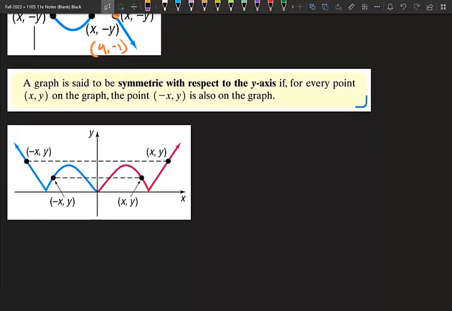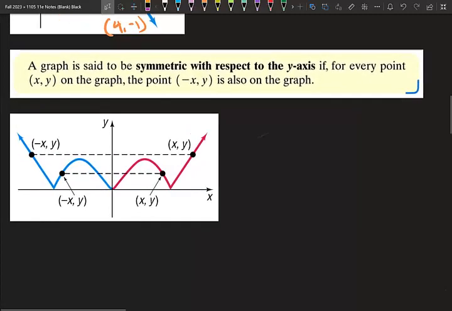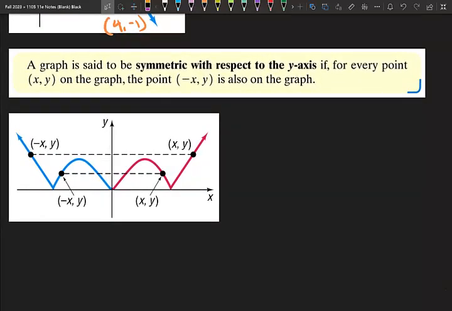Alright, let's talk about symmetric with respect to the y-axis. What do you think, now Dora the Explorer this, what do you think is going to be switched if it's symmetric to the y-axis? X. You're right, X. Really is Dora the Explorer up in here. Alright, so it's symmetric with respect to the y-axis if for every point x, y on the graph, the point negative x, y is also on the graph. So this time, because it's symmetric to the y-axis, the only thing that switches is x.